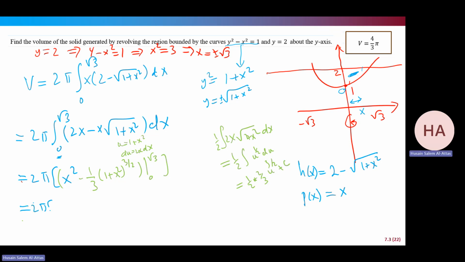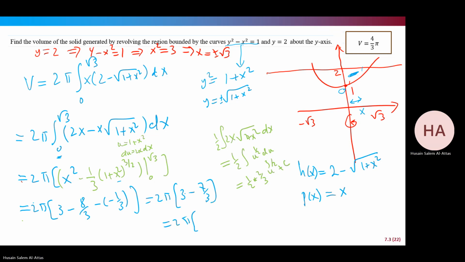That gives me 2 pi. Now substitute square root of 3. Here I have 1 plus 3, which is 4, and the square root is 2, cubed. So that is 8 over 3. At 0, that will not be 0, it will be 1 minus 1 over 3. So that gives me 2 pi times 3 minus 7 over 3. That gives me 2 pi times 9 minus 7, 2 over 3. That gives me 4 pi over 3.